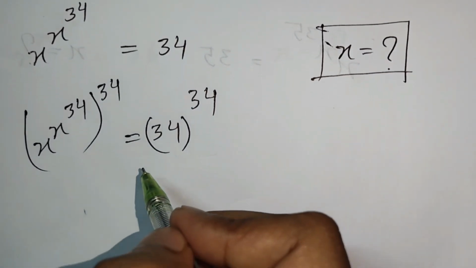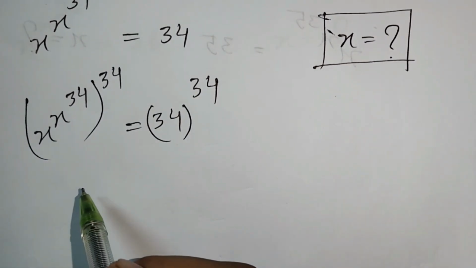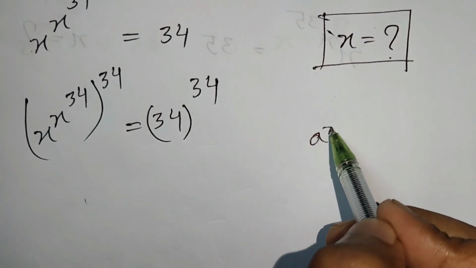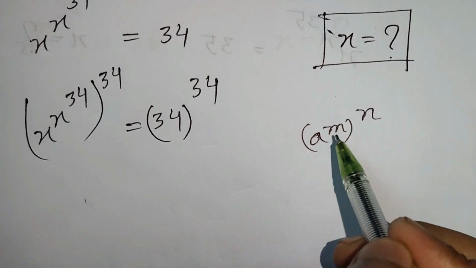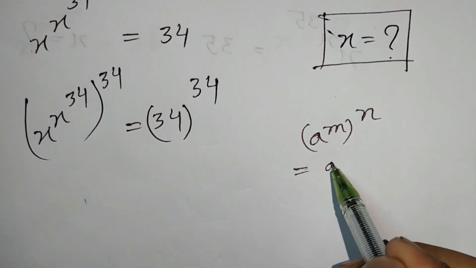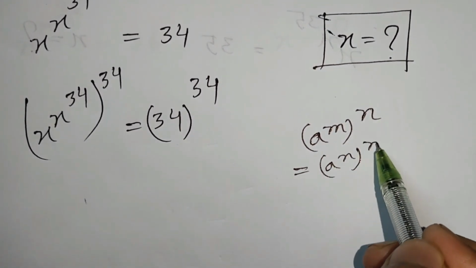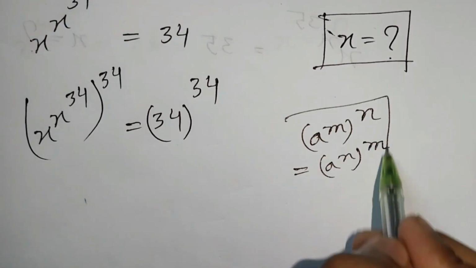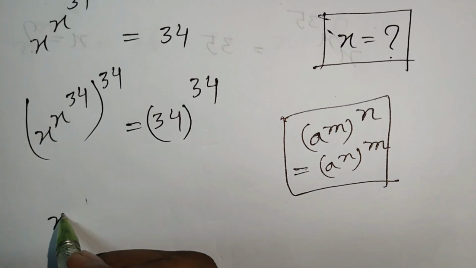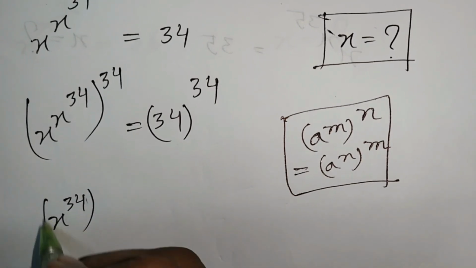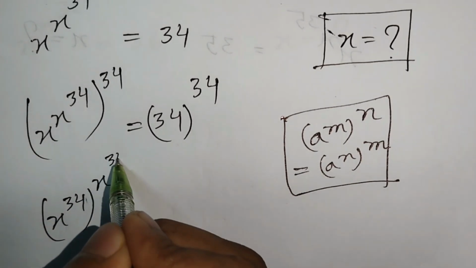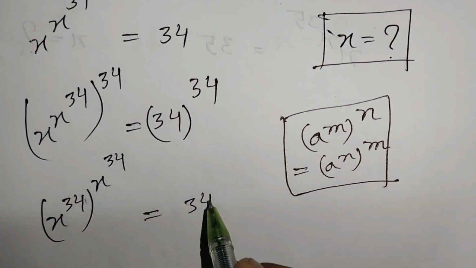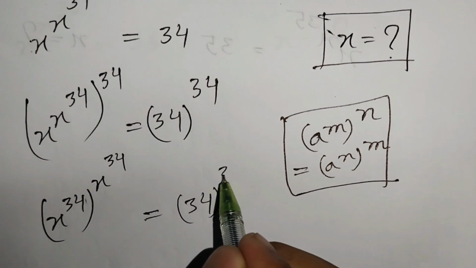Here we can apply this exponential rule that (a^m)^n is the same as (a^n)^m. So we can write here (x^34)^(x^34) = 34^34.